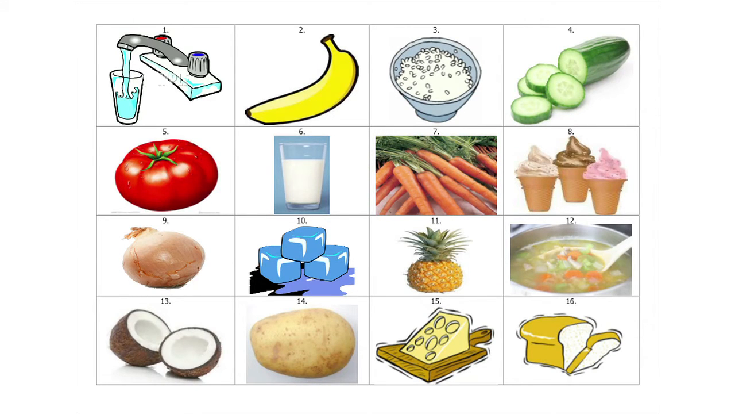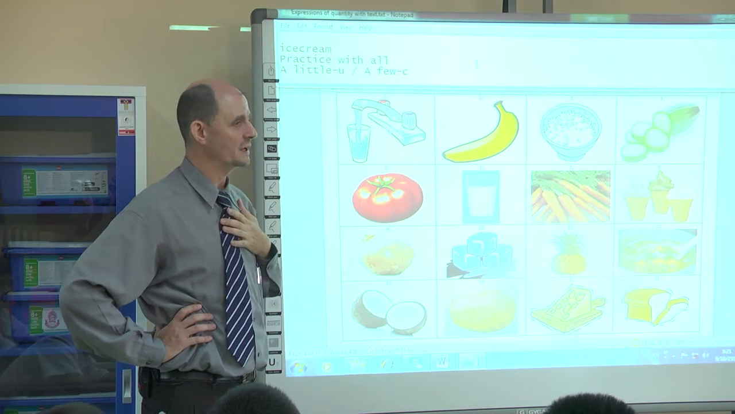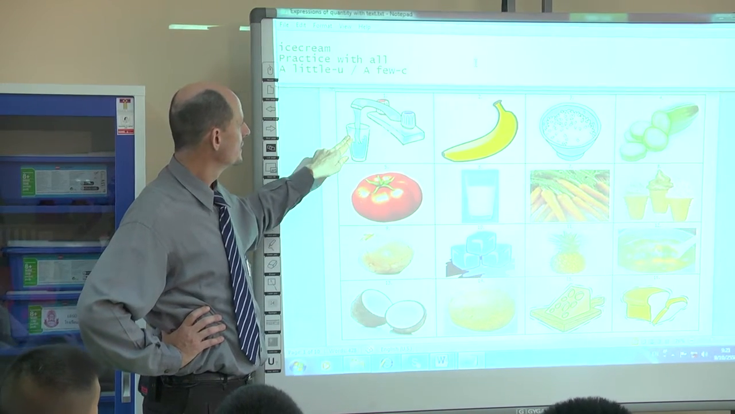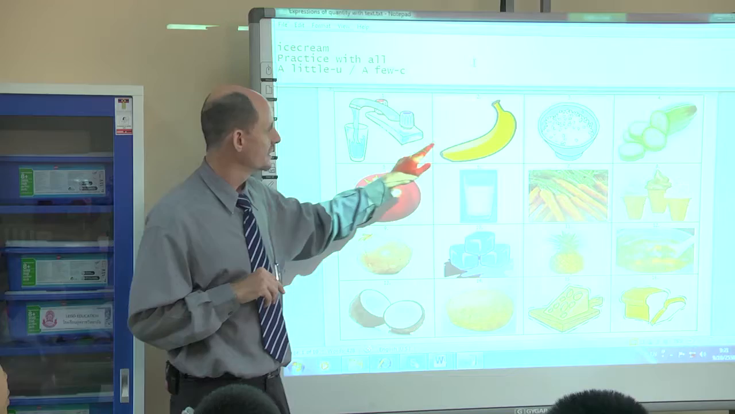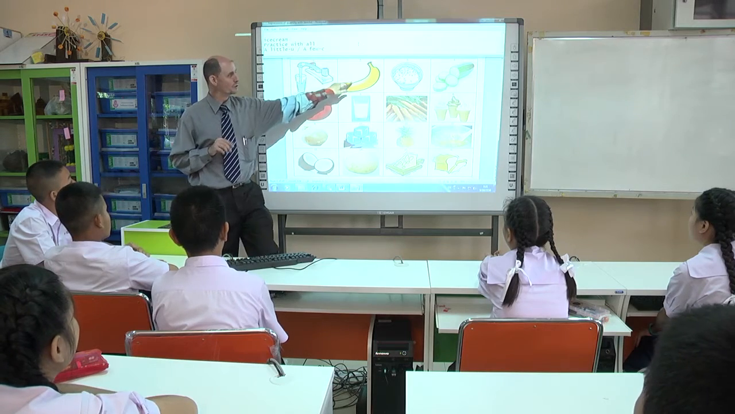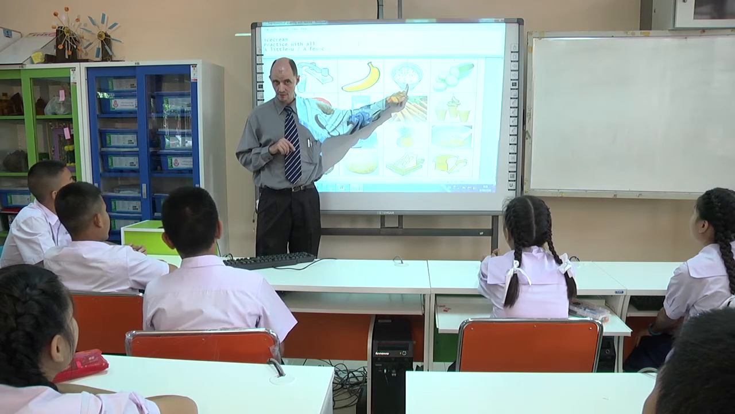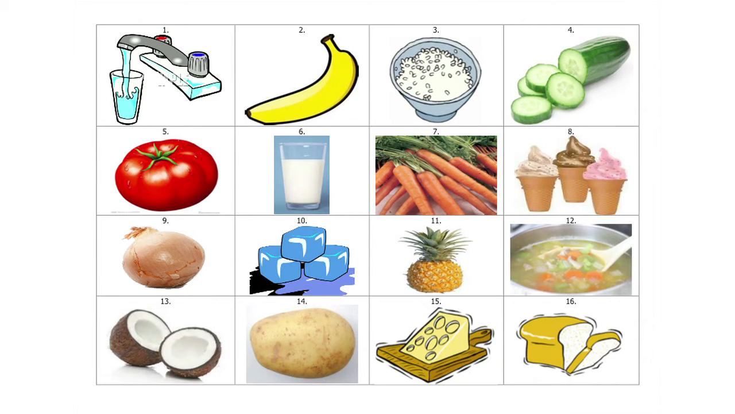Okay, now we're going to practice with all, but only with a little and a few. So you tell me if you say a little or a few. Number 1. A little water. Number 2. A few bananas. Number 3. A little rice. Number 4. A few cucumbers. Good. Number 5. A few tomatoes. Number 6. A little milk. Number 7. A few carrots. Number 8. A little ice cream. Number 9. A few onions. Good.